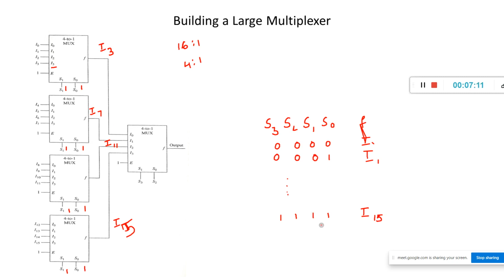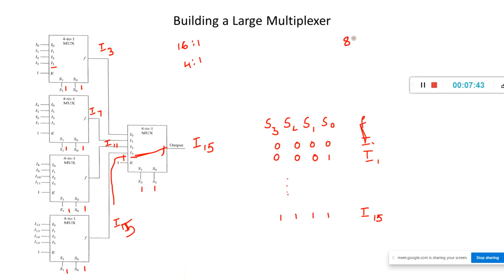Now see here S3 S2 are again 1 1. So which one will be selected here? I3 will be selected. In the I3 data line of the second level of the 4:1 multiplexer we have data line I15. So I15 will come from here to I3. This will be transferred to F. So output will be having I15. Okay, this is how we construct the 16:1 mux using 4:1 mux.